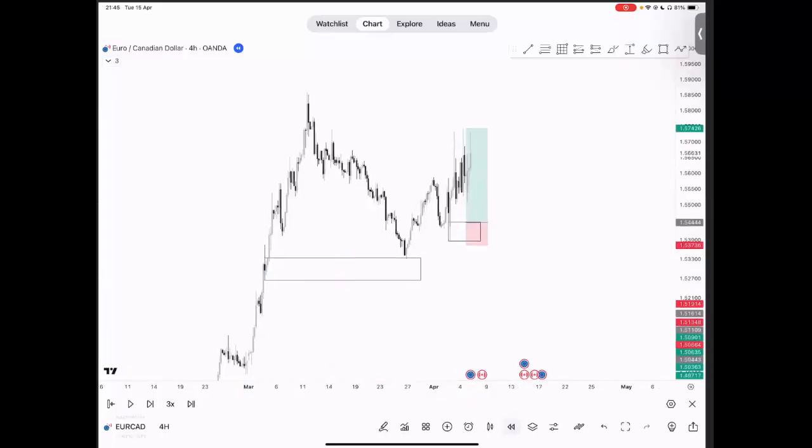We have a demand zone that price is currently reacting from, and then price mitigated that demand zone, and actually gave us.